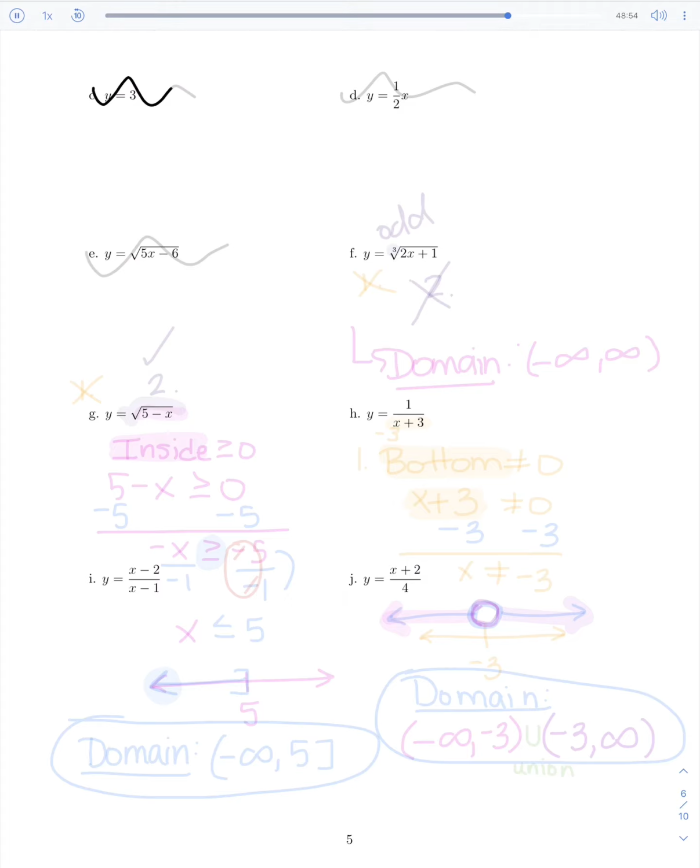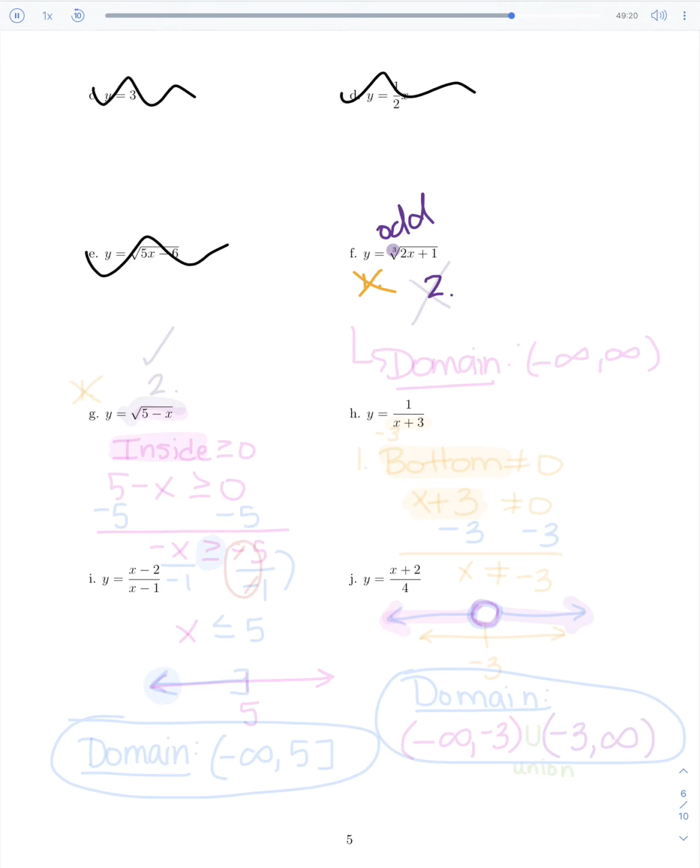Continuing along, we've already done C, D, and E. Let's take a look at F. Now, again, in F, we do not have the first issue of having a fraction. However, we do have a root, but notice the type of root it is. It is an odd root, not an even root.